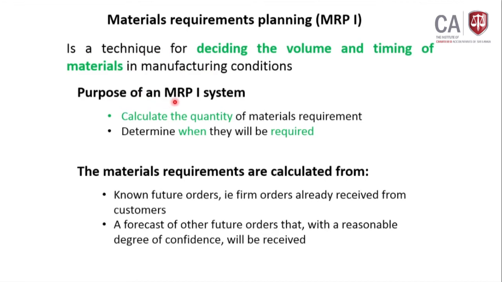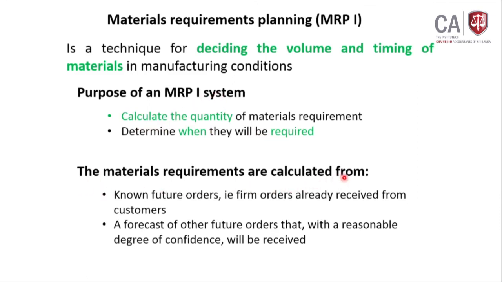So the purpose of an MRP1 system is to calculate the quantity of materials required and determine when they will be required. These are the two main purposes of MRP1. In the question paper, if they ask what are the two main purposes of MRP1, or which of the following is a purpose of MRP1, they will be giving this answer. So likewise, you can write your own questions and study, and make it as a note. Calculating the quantity and when it is required are the two purposes of MRP1.